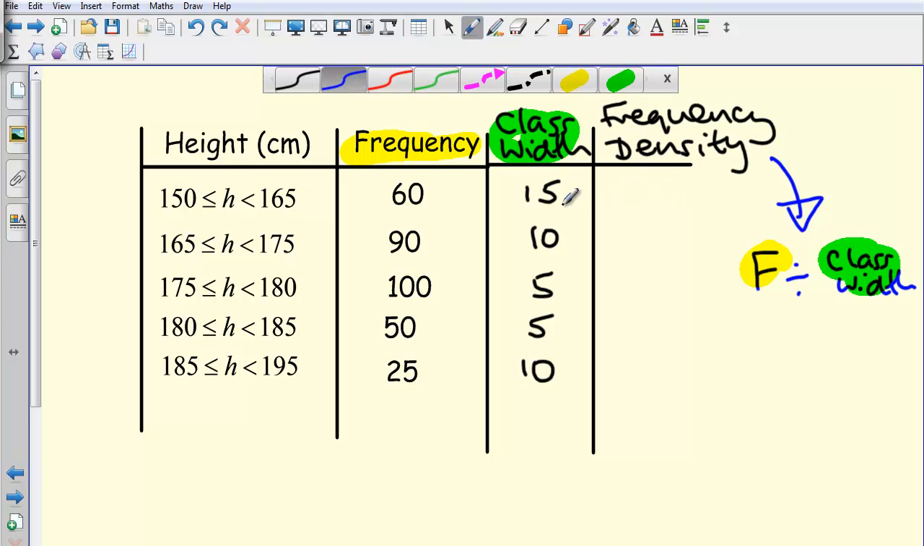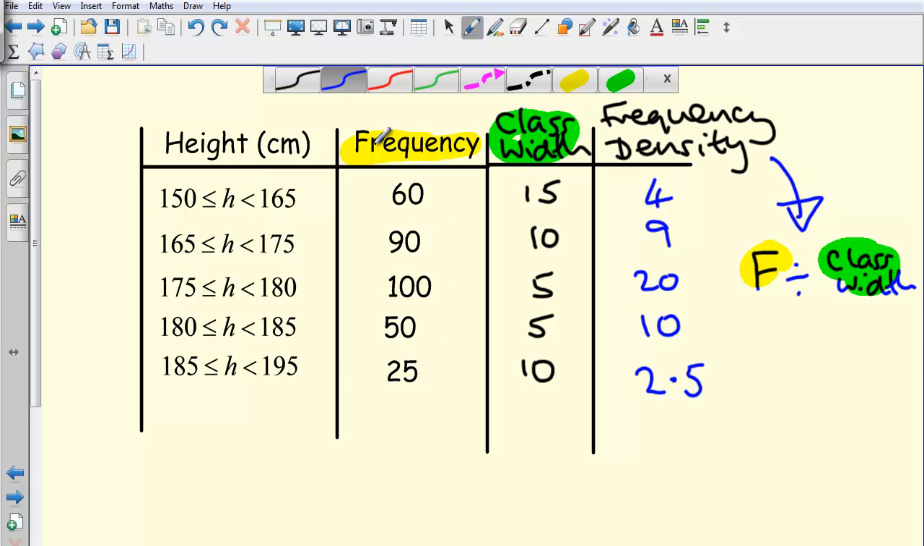So my frequency densities are going to be 60 divided by 15, which is 4, 90 divided by 10, 100 divided by 5, 50 divided by 5, and 25 divided by 10. Okay, I picked fairly nice numbers. They don't have to be that nice. They could easily be quite unpleasant decimals, or they may be quite big numbers, depending on what the data is you've got over here, really.